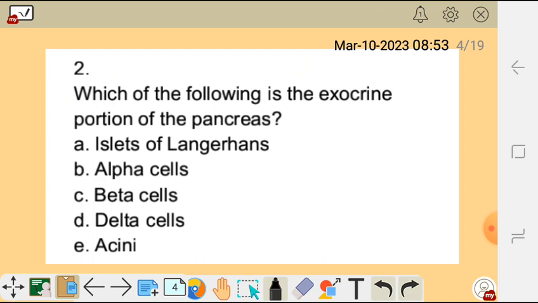Which of the following is the exocrine portion of the pancreas? A. Islets of Langerhans, B. Alpha cells, C. Beta cells, D. Delta cells, and E. acini. So which one among these is the exocrine portion of the pancreas?